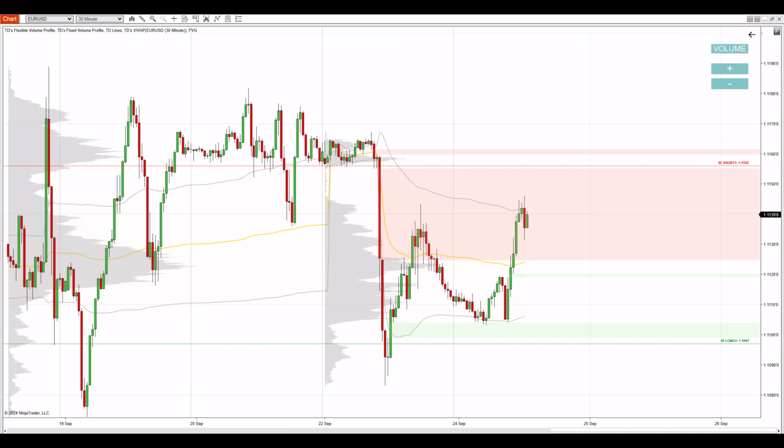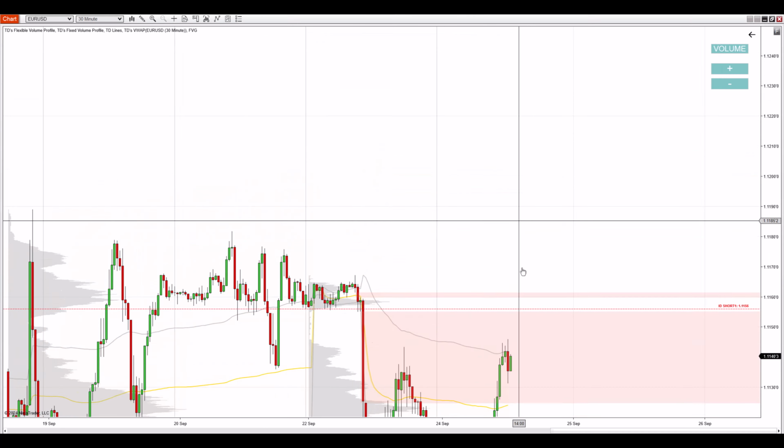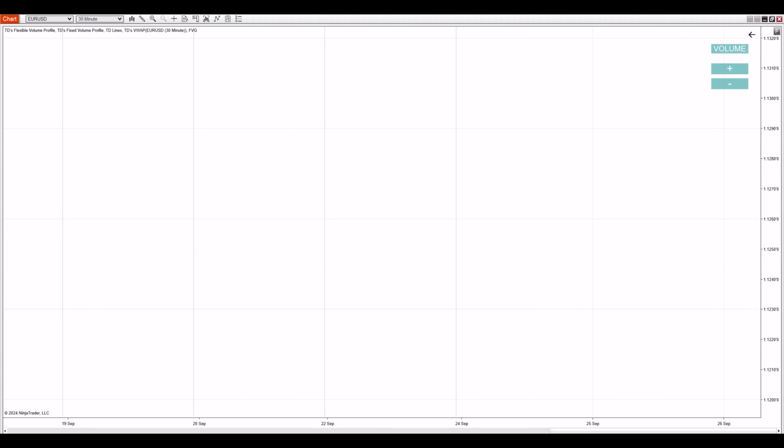A fair value gap is a concept from smart money analysis, and I'm also using that in my volume profile trading, and today I'd like to show you how you can implement that into your trading as well. So let me start with a little definition of what the fair value gap is. Let me do a little drawing here.